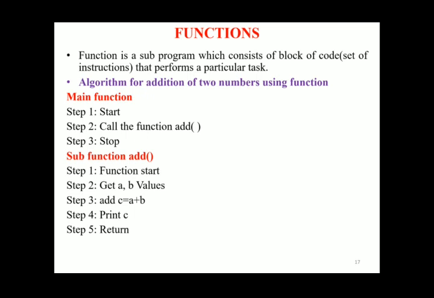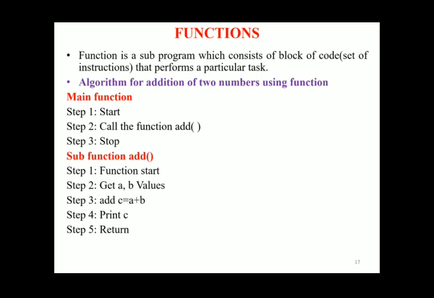Output value in the variable C gets printed in the subfunction. Since we are not going to pass any value to the main function, we are just simply printing the value of C in the subfunction itself. Okay, and the subfunction process returns to the main function with no return type, and then the whole program gets terminated as stop, which is given in step 3 of the main function.